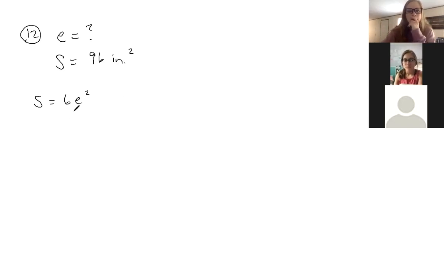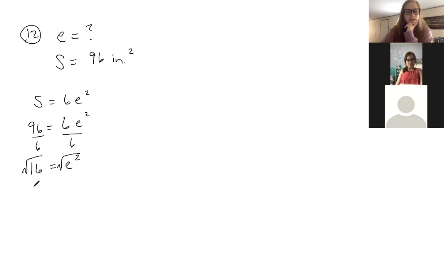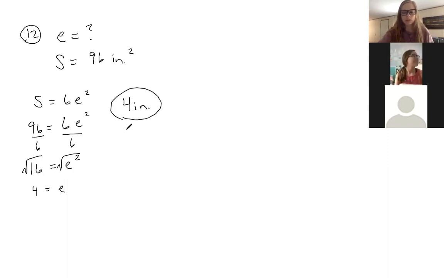All right, so we're looking for E. We have been given the surface area, so let's plug in 96 for S, and let's solve for E. So divide both sides by 6. 96 divided by 6 is 16, is equal to E squared. Take the square root of both sides. Therefore, the length of one of my edges is not just 4, but it's going to be 4 inches. Make sure you have those units down. So 4 inches.